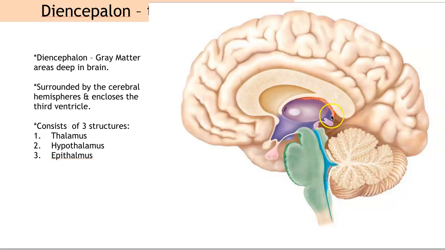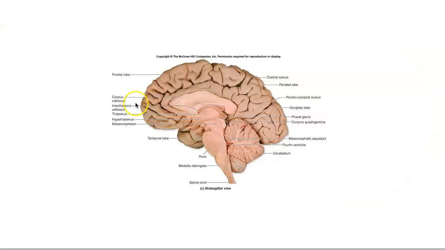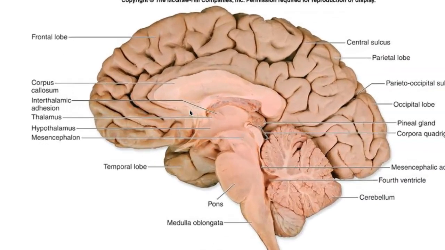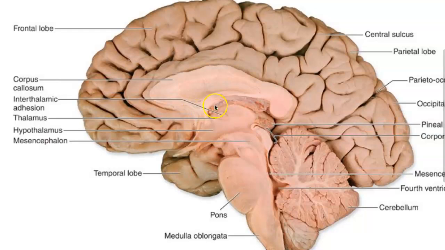This red structure here is showing you the choroid plexus of the third ventricle. Because remember, we said the diencephalon is in the region of the third ventricle. So I wanted to show you this. This is actually a real brain.